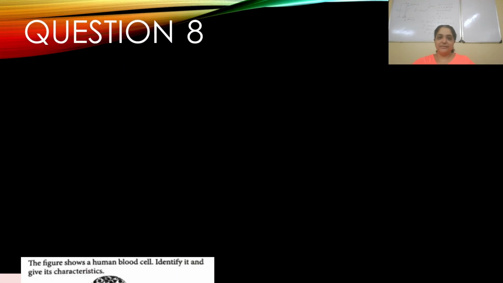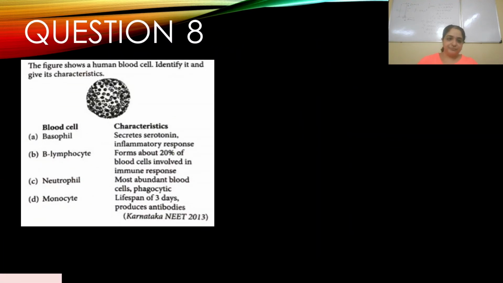Question number 8. The figure shows a human blood cell. Identify it and give its characteristics. You have options A, B, C and D with the characteristics. This occurred in NEET 2013 Karnataka. Let's answer this question.